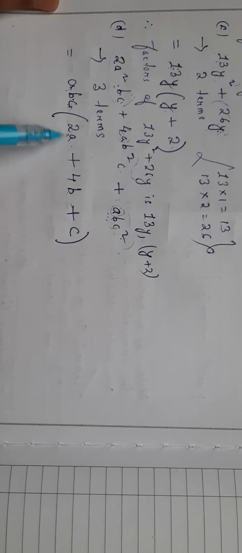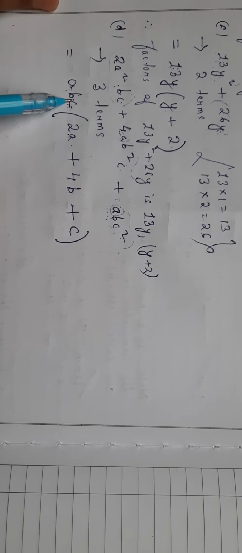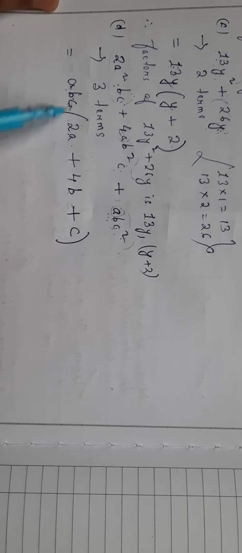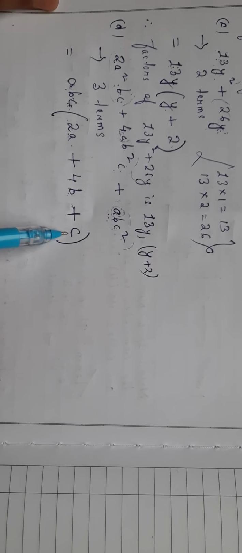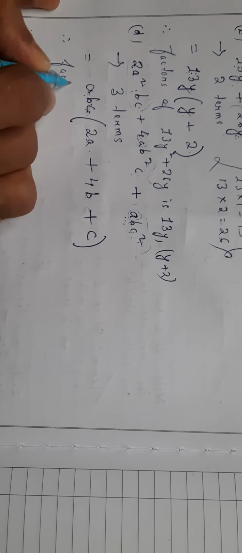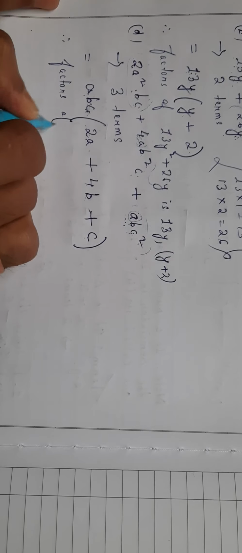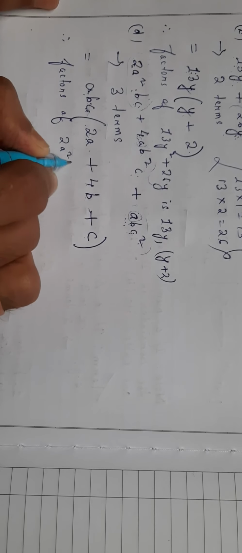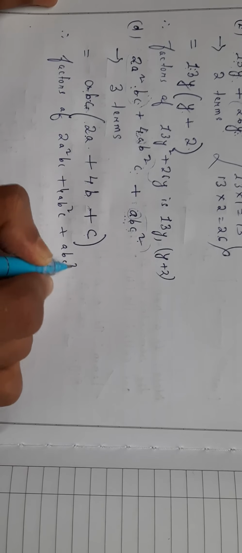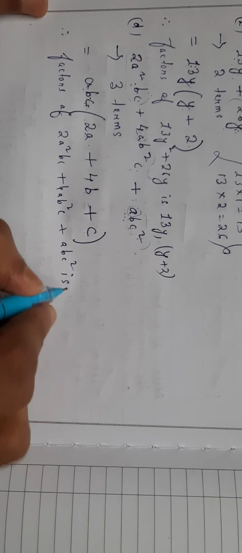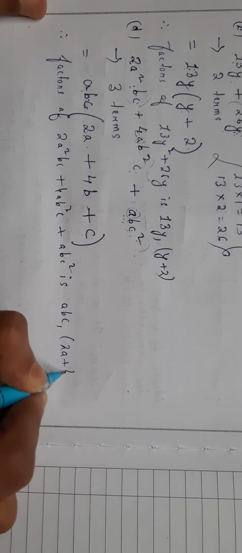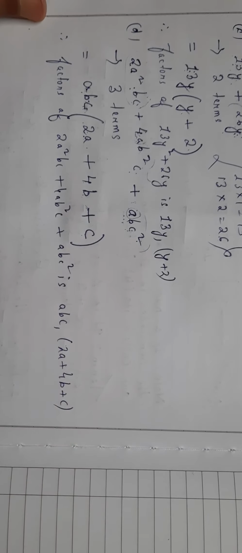abc into 2a, it is 2a square bc. ABC into 4b, it is 4ab square c. Next, ABC into c is ABC square. Therefore, factors of 2a square bc plus 4ab square c plus abc square is abc, comma 2a plus 4b plus c.